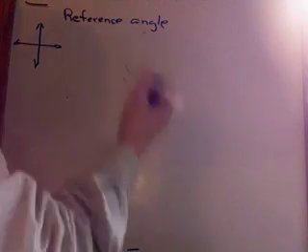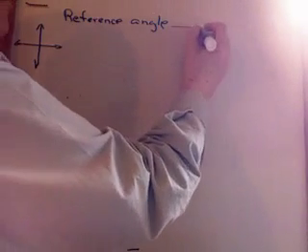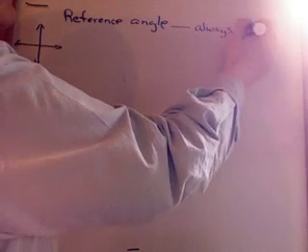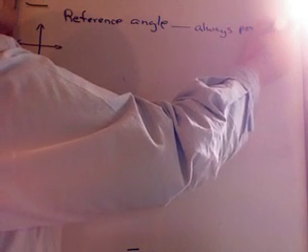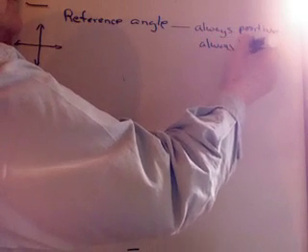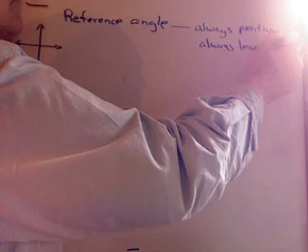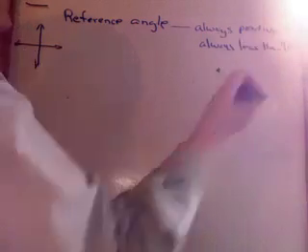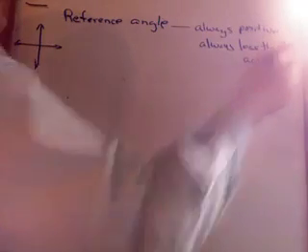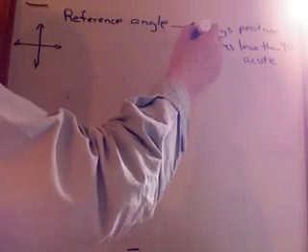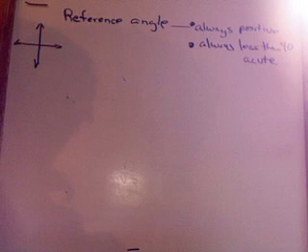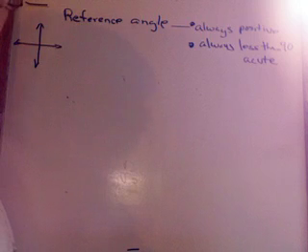And the cool thing about reference angles, there's two special things. They're always positive, and always less than 90, which means always acute. So those 2 points are very important in terms of finding a reference angle. So you need to make sure it's always positive and make sure it's an acute angle.